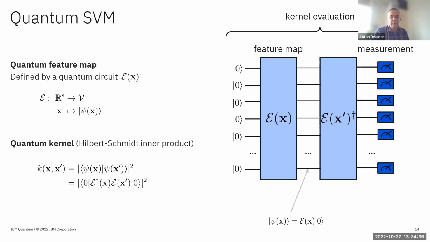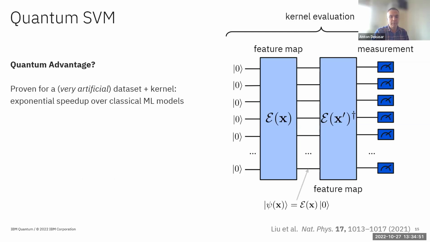And this is the way you basically compute a quantum kernel. Once you have such a matrix computed, you apply a classical support vector machine and you get your model trained. Okay. Does all of that really bring quantum advantage?